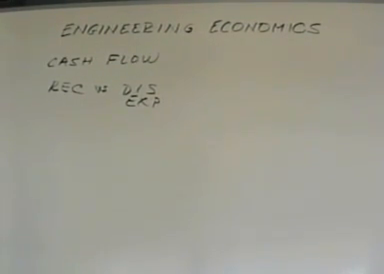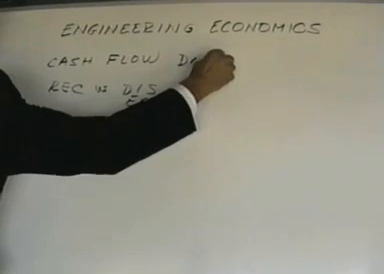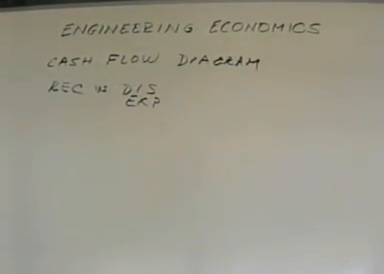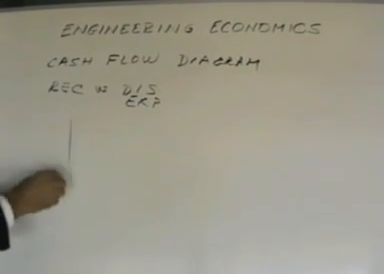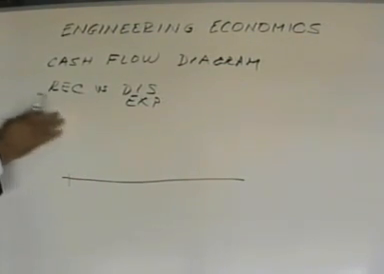So you can see that the word receipt and the word disbursement depend upon who's paying out and who's receiving. Now, we like to use something called cash flow diagrams. A cash flow diagram is a reflection of receipts and disbursements. The way it's done, we draw a line, sort of a piece of graph paper.